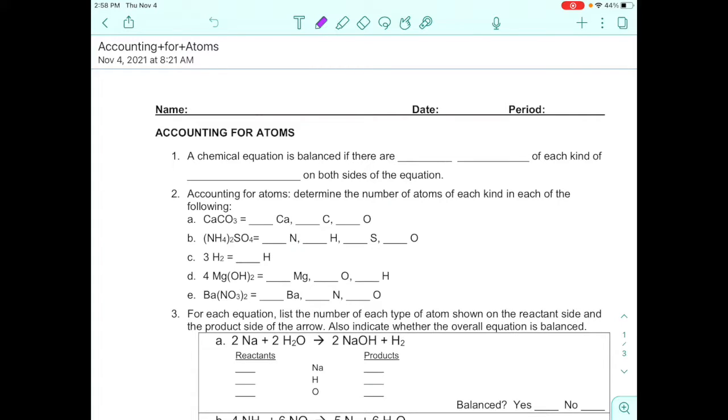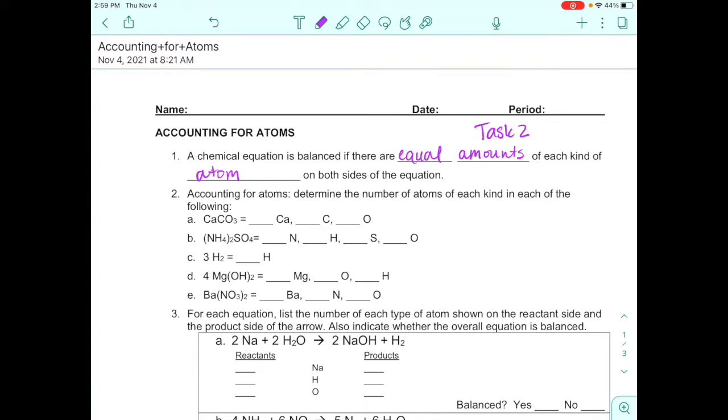So this is task 2, accounting for atoms. So 1, a chemical equation is balanced if there are equal amounts of each kind of atom on both sides of the equation. So when we're balancing equations, we want to check and see, are there the same numbers of atoms on each side, and are there the same kinds of atoms on each side?